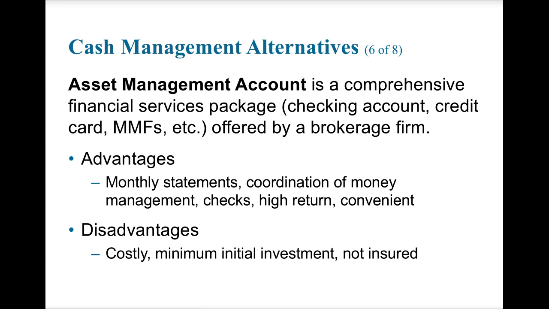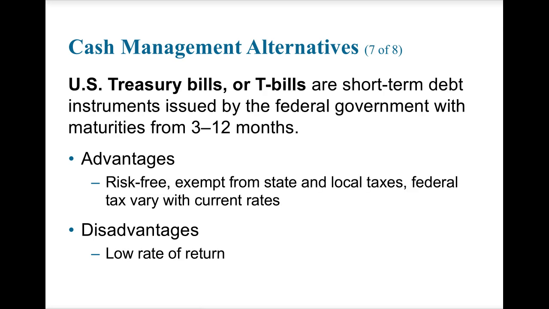Now, it may be a little bit easier to coordinate your money, a little bit easier to transfer your money from the money market account to other investments, and have a higher return, but typically the minimum initial deposits are a little bit higher. It might not be fully insured like a bank is. A bank is insured by the FDIC for $250,000 for each account. So there are some disadvantages of going with an asset management account.